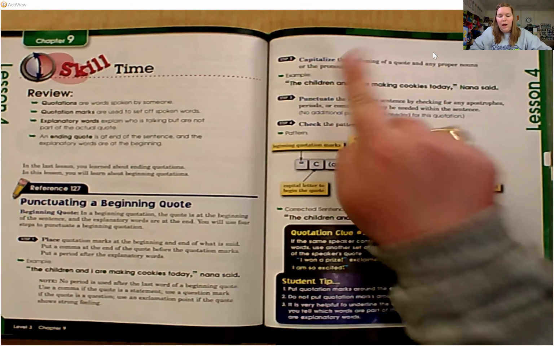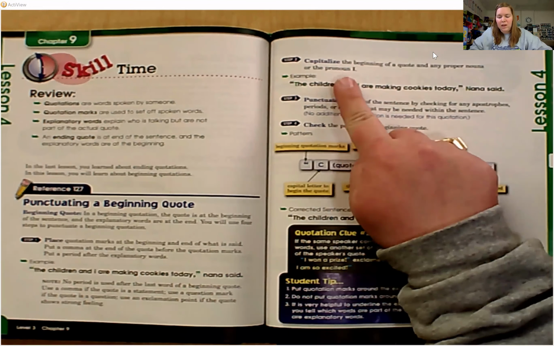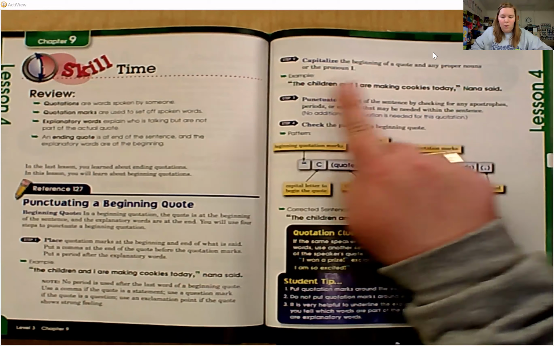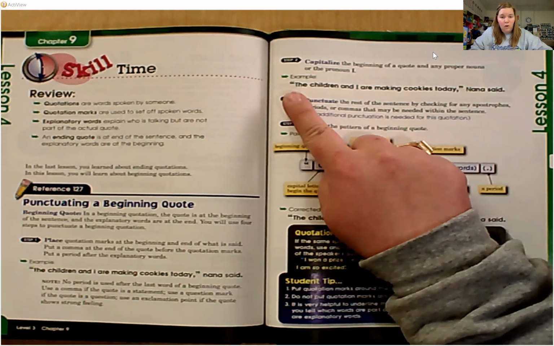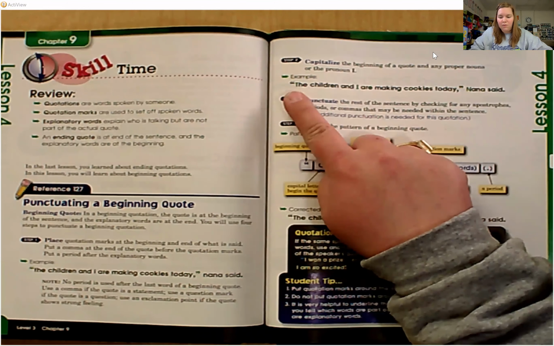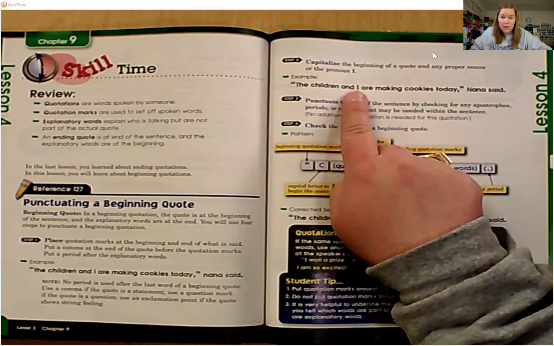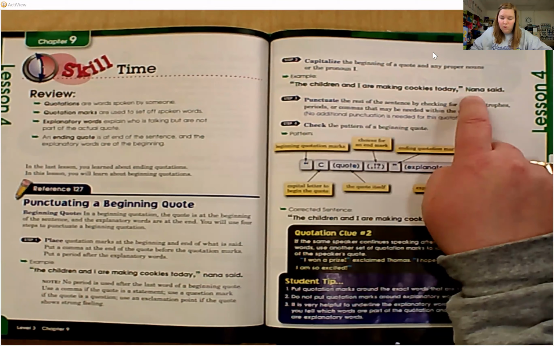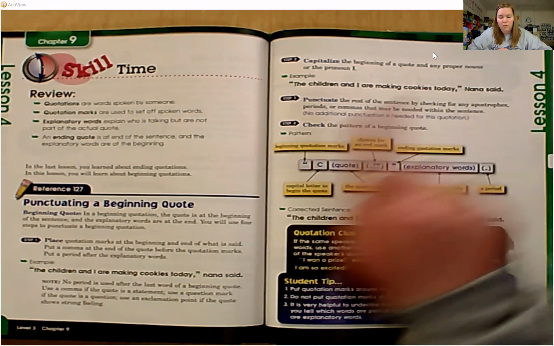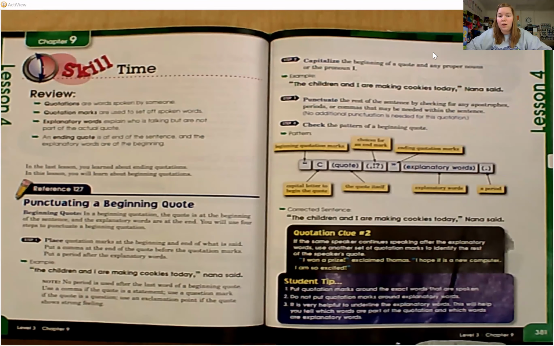Step number 2, capitalize the beginning of a quote and any proper nouns or the pronoun I. Going back through, the is the start of a sentence, so it needs capitalized. I is a proper noun. Nana is a proper noun. Okay. Punctuate the rest of the sentence, checking for any apostrophes, periods, or commas. There are none needed for this example.